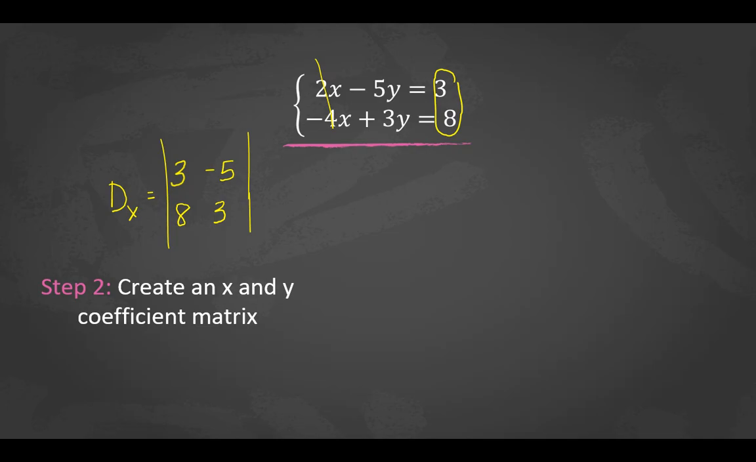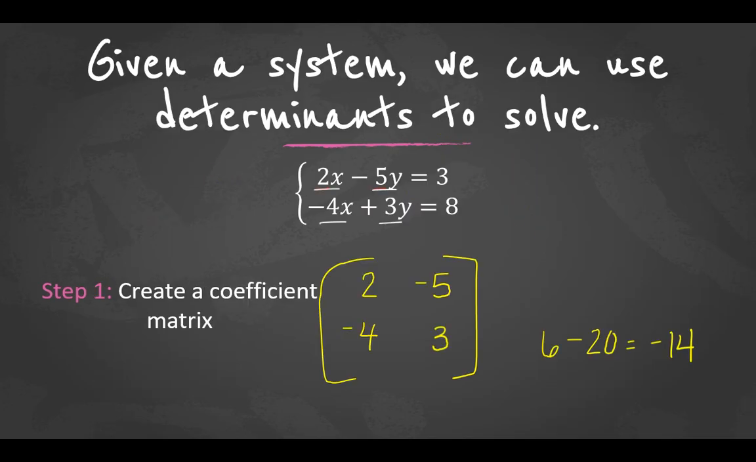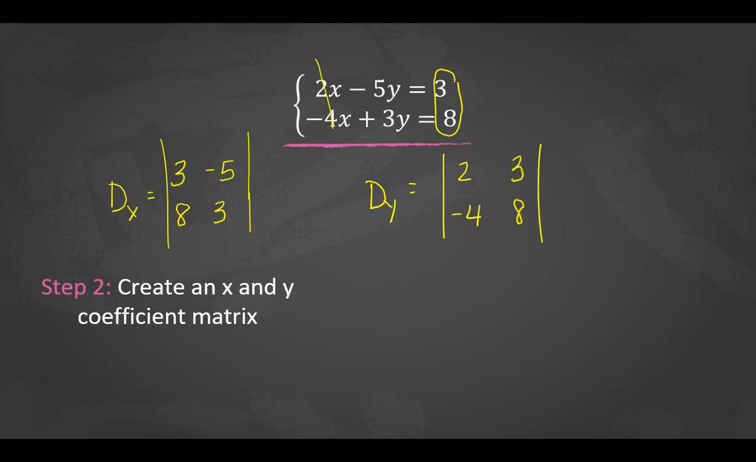And then we're going to do the same thing for the y. So to create the y, we're going to replace the y coefficients with 3 and 8. Okay? I'm going to flip screens real quick. We took the coefficients, the 2, negative 5, negative 4, 3. We replaced x with the answers and then y with the answers to create 2 new matrices. One is x, one is y. And then we're going to find the determinant of them. These are 2 by 2s. Pretty easy, right?